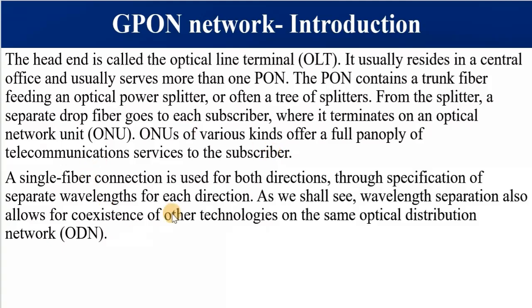So we are saying one fiber, a single fiber connection, is used for bidirectional communication. How is that possible? By wavelength division multiplexing. Let's leave this for another day. We are going to look at how bidirectional communication is executed on a Gpon network using WDM.